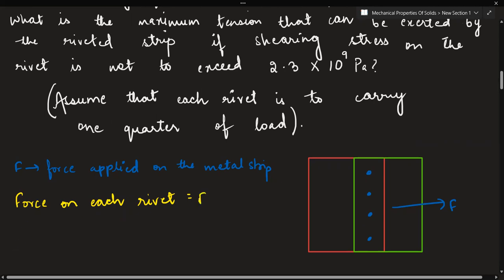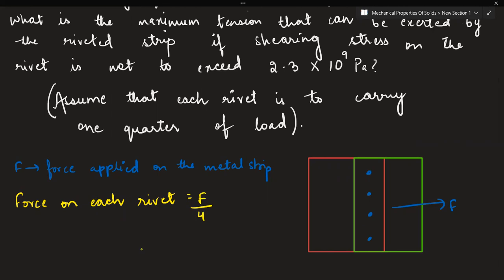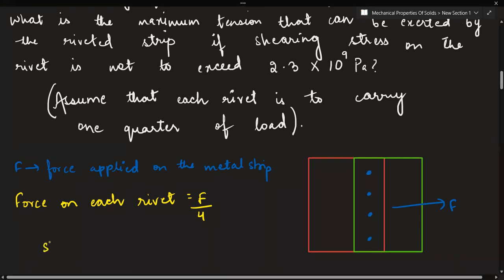F by 4. Exactly. It would be F by 4. Now, let us assume A is the area. We can easily find out the area using the diameter, radius. So let us assume A is the area, and the force on each rivet is F by 4. So for each rivet, what should be the stress on each rivet?